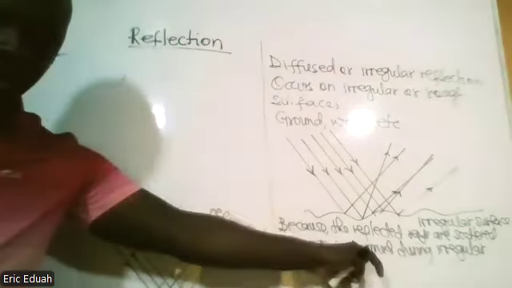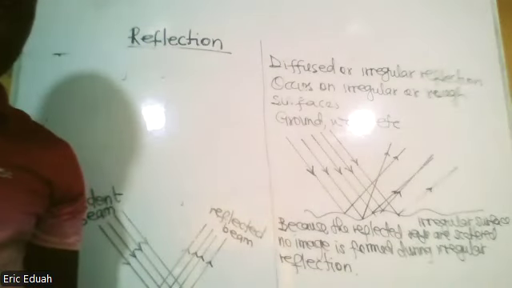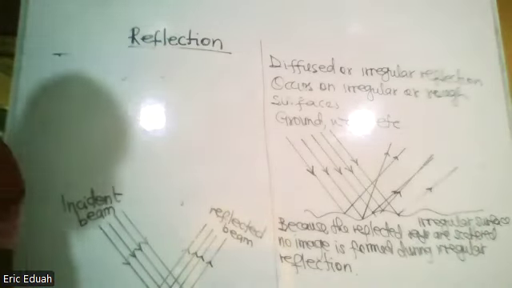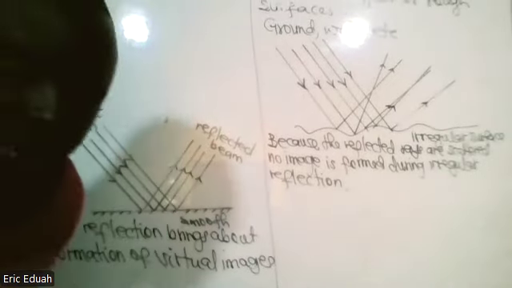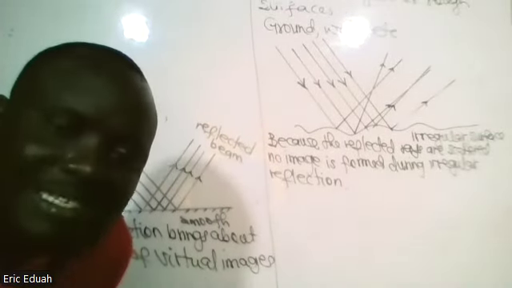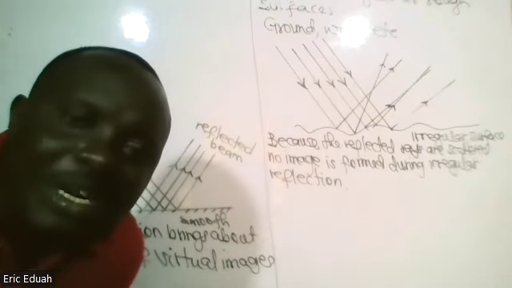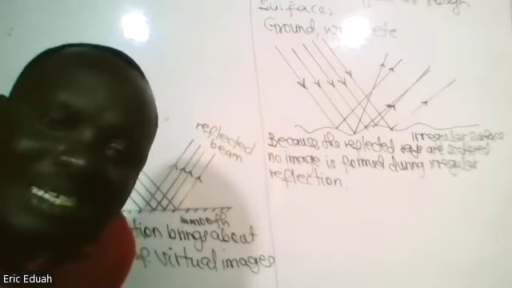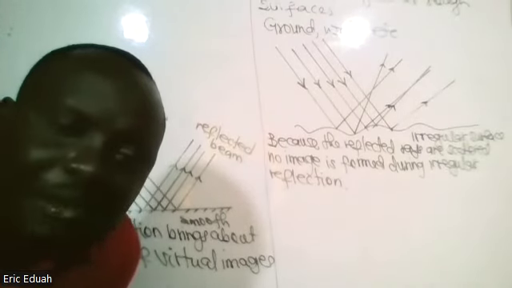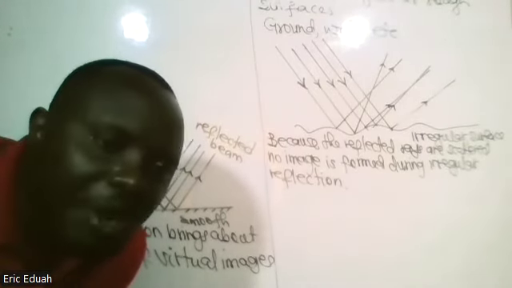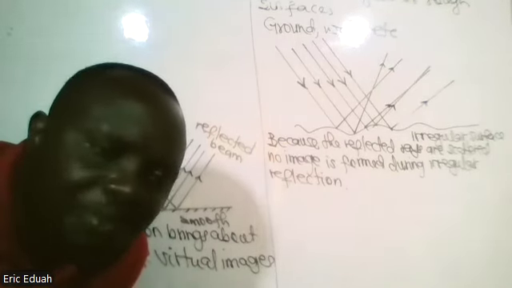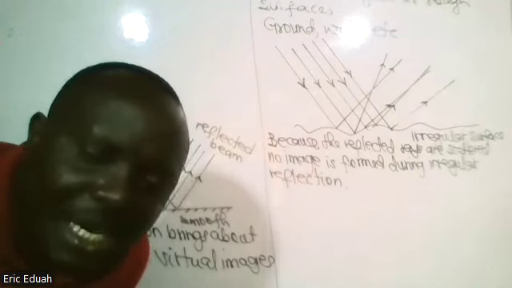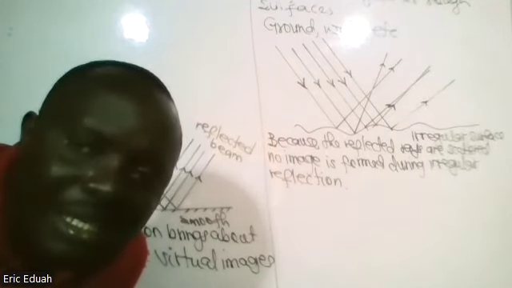Okay, so this one does not bring about formation of images, whereas this forms a virtual image. However, this one also has its importance. Irregular reflection also has its importance. Can you share with us some of the importance of irregular reflection? If you have any idea concerning the importance of irregular reflection, please share with us. Anybody?